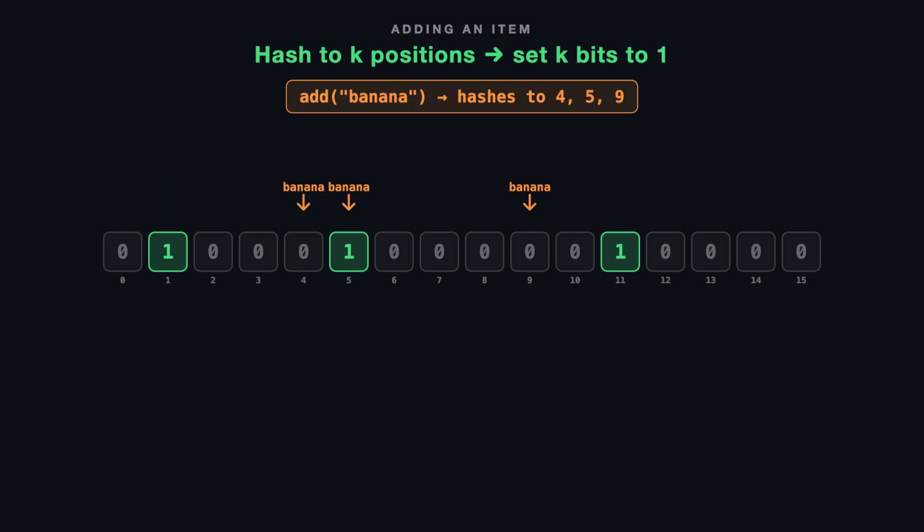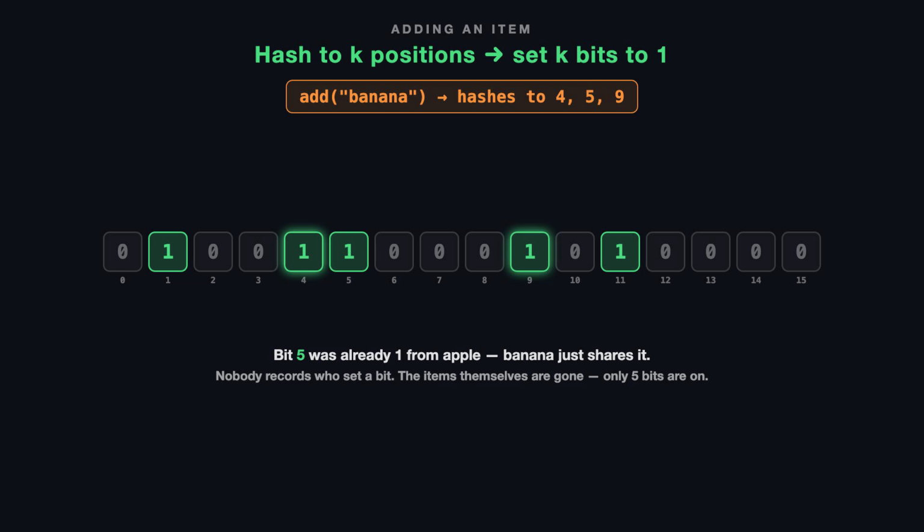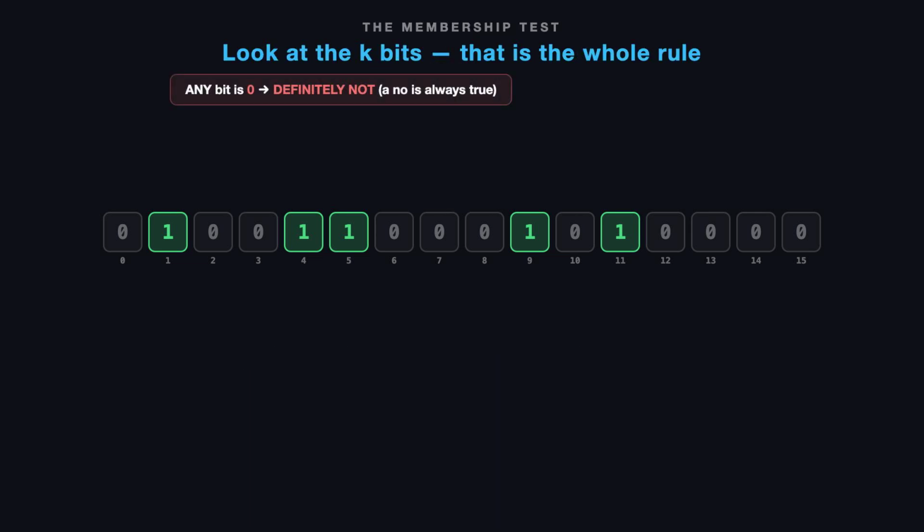Now let us add a second item, banana. Run banana through the same 3 hash functions. Say it lands on 4, 5, and 9. Set those bits to 1. Bit 4, on. Bit 9, on. And bit 5? Bit 5 was already on, from Apple. So it just stays on. That is completely fine, bits get shared, and nobody records who set them. Adding is just, hash to k positions, set k bits. Always O of 1.